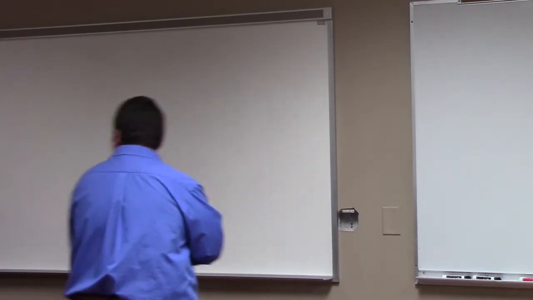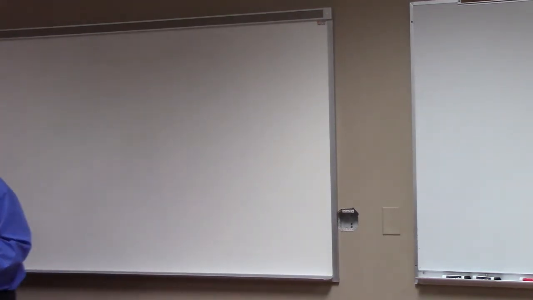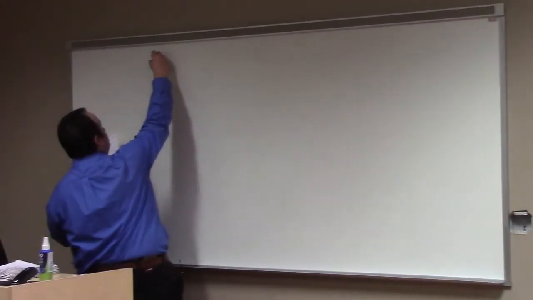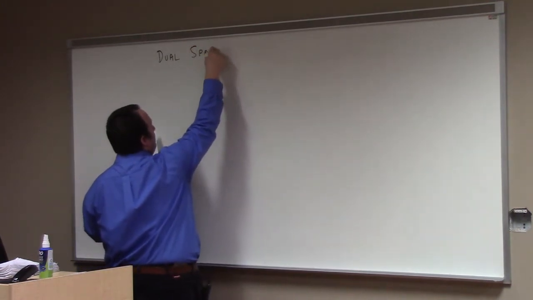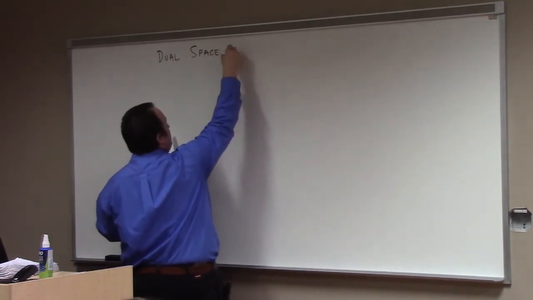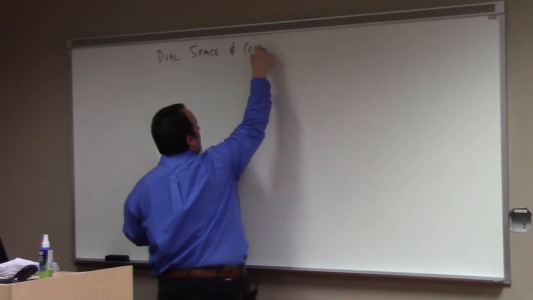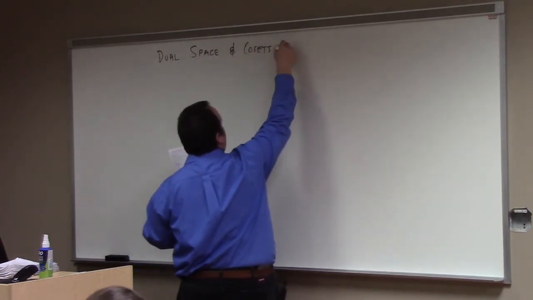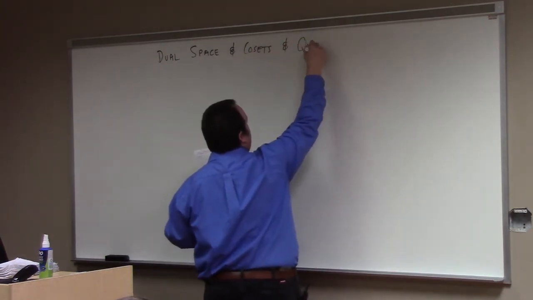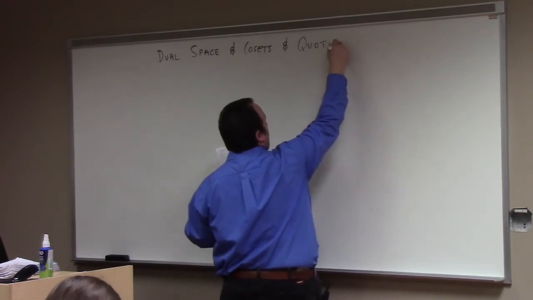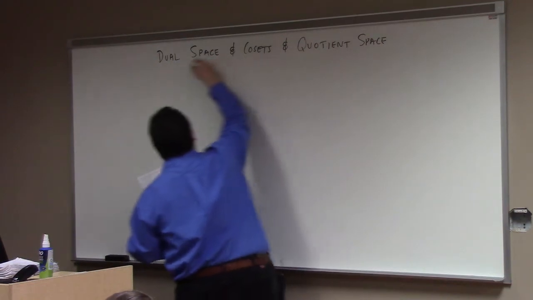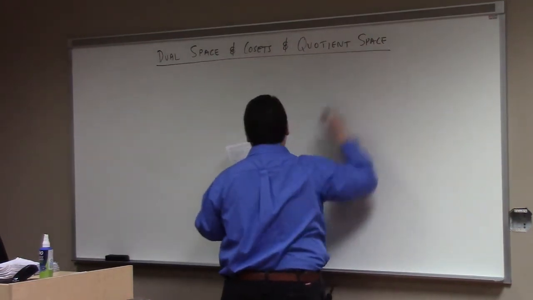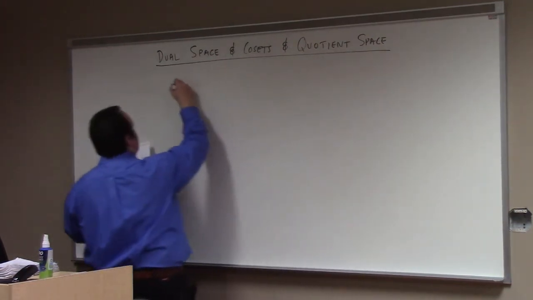Okay, anyway. So today, I'm talking about dual spaces and cosets, and perhaps quotient space. We'll see if we get there. I should probably put a question mark on that last thing. We may or may not get there today. But this is the direction we're going here. So I'll start with a definition.